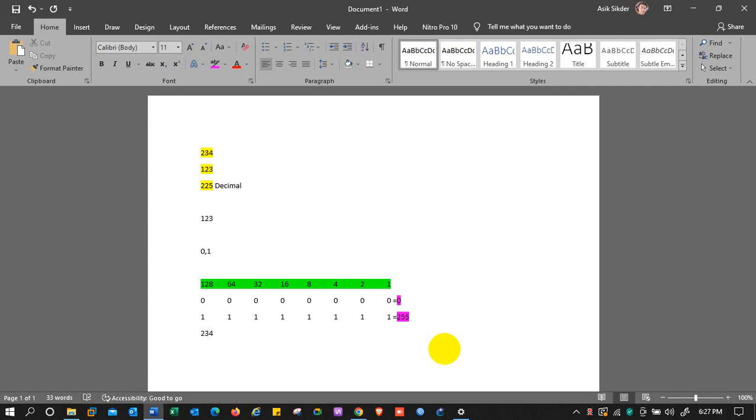So how can we convert 234 from decimal to binary? Let's see. If we want to make 234, we must start from 128. Then we put 1 if the number should be added, that is, if there is any value, it will be 1. And if there is no value, then the number will be 0. So 1, now we have got 128. To reach 234, we have to add a few more things.